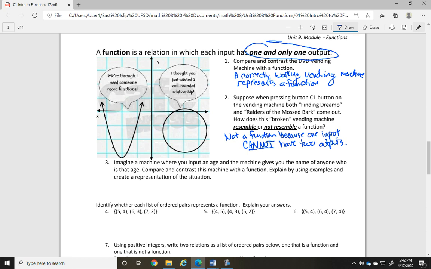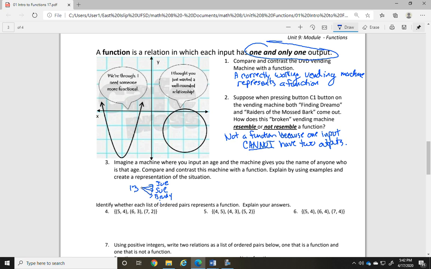So number 3, imagine a machine where you input an age, and the machine gives you the name of anyone who is that age. Compare and contrast this machine with a function. So if I input the age of 13, how many names are going to come out? Oh my gosh, tons of names, right? Joe will come out. Sue will come out, Brody will come out, etc. Lots more will come out.